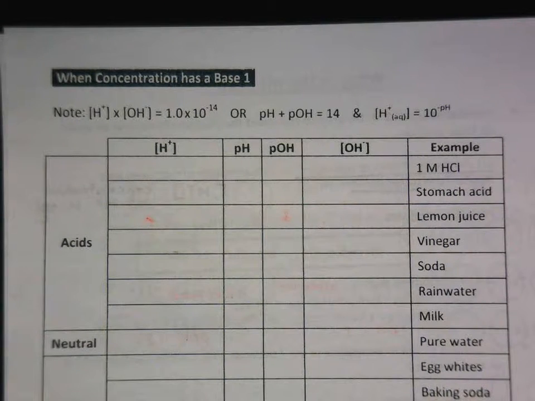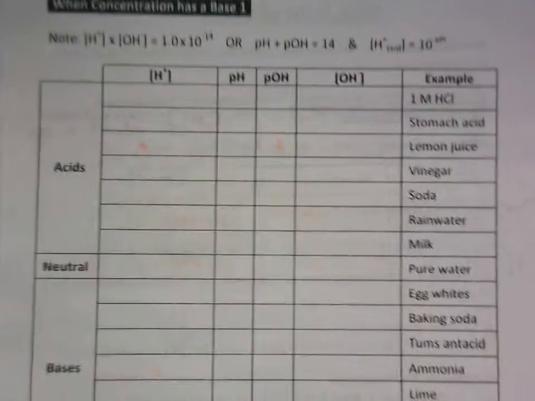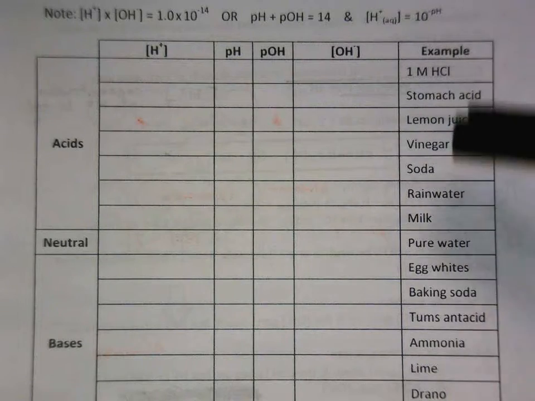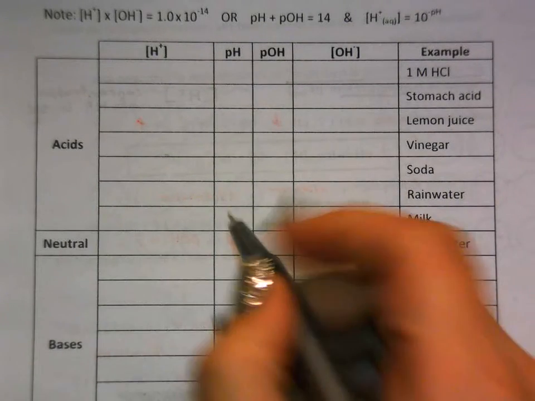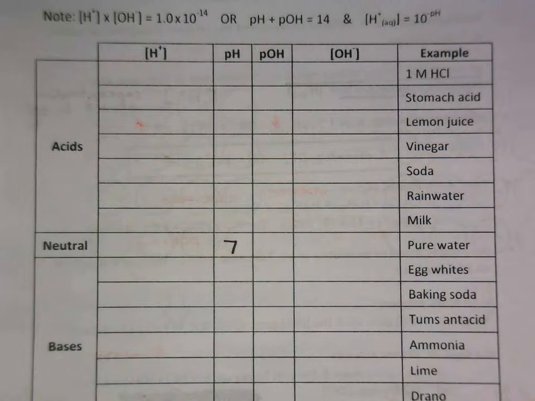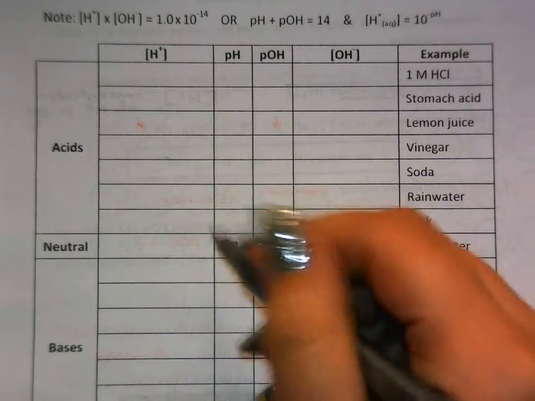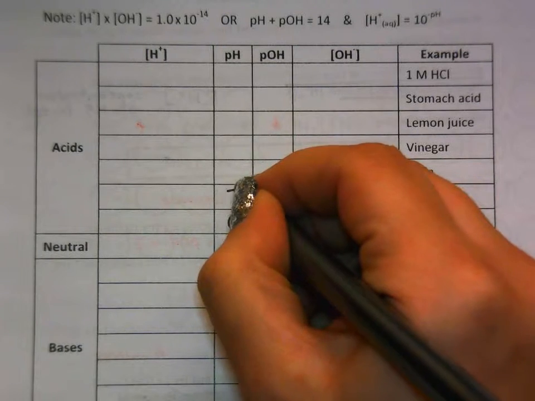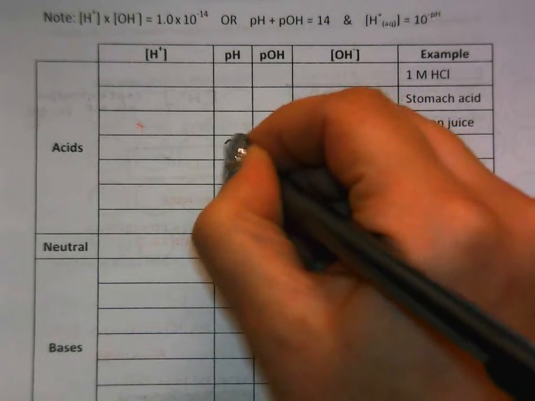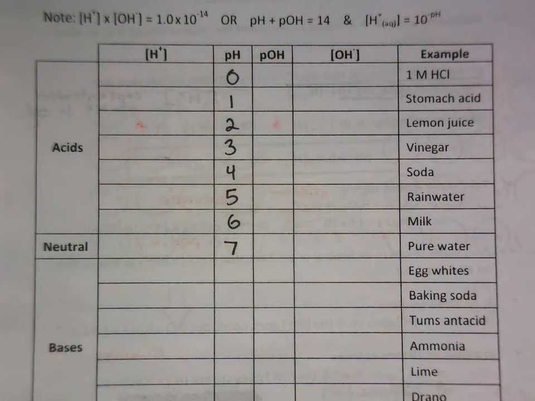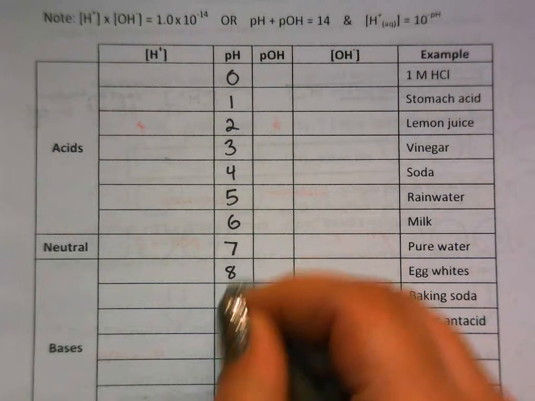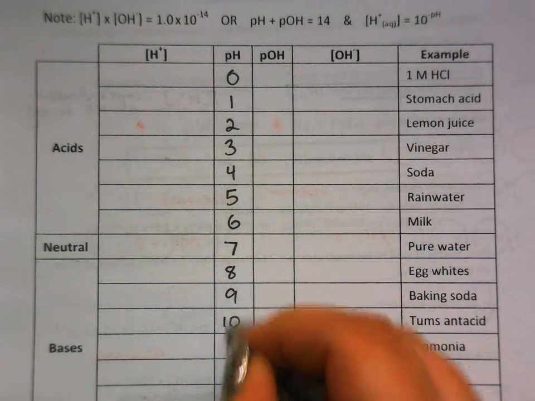So this is a chart we've done before. Neutral is the easiest one to identify. Here we have some examples of compounds with different pHs. Neutral has a pH of 7. And the way this chart works is as we go more acidic, we get lower pHs all the way down to 0. And as we go down, we get higher pHs, 8, 9, 10.